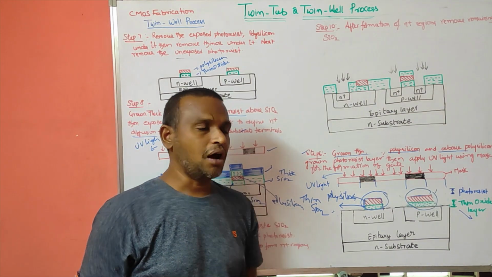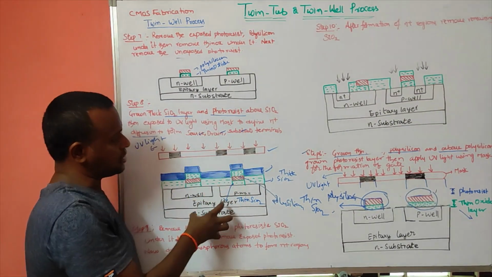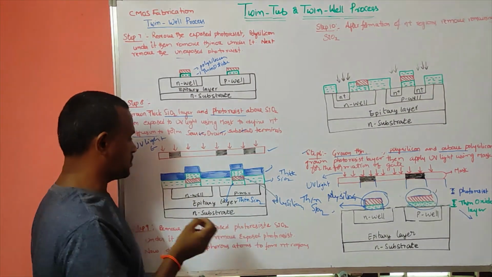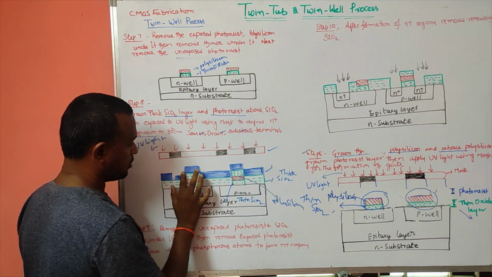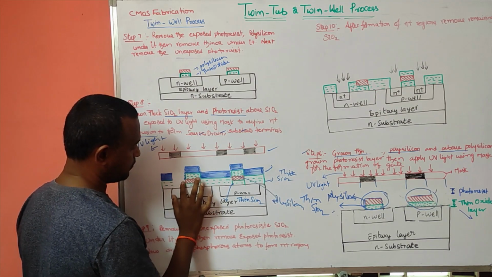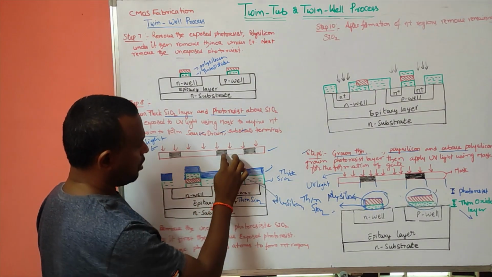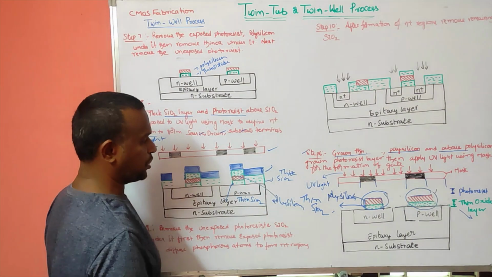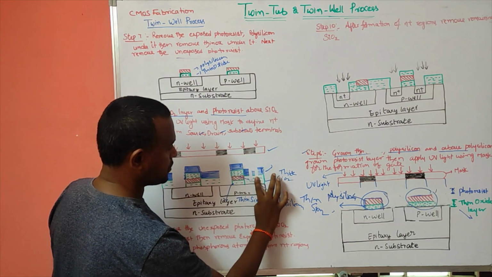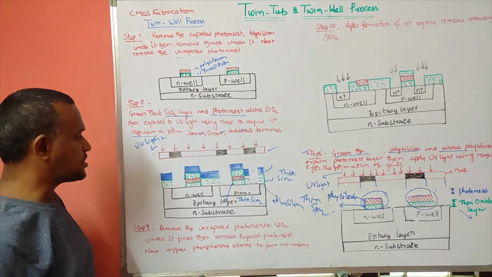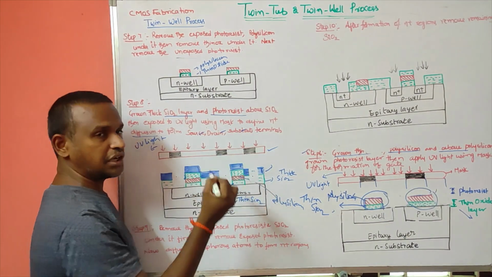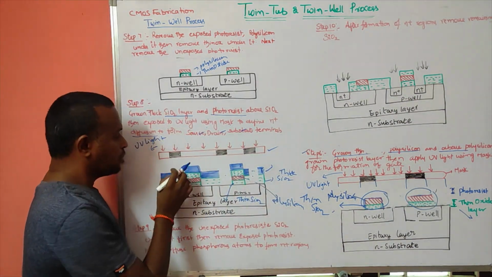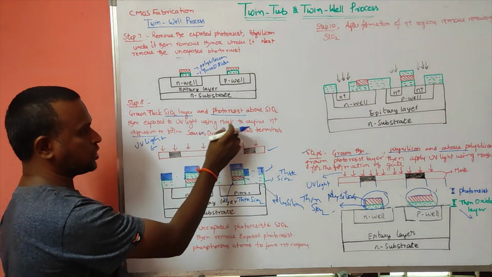Here, after exposing this photoresist to the UV light, I am removing first the unexposed photoresist. Here I have unexposed photoresist, this one and this one, and the SiO2 under it, so I have removed it. Here also we have unexposed photoresist, and here also. So these are the regions, this one and this one and this one, that we have defined to form the N plus regions or N diffusion, for the source, drain and substrate.